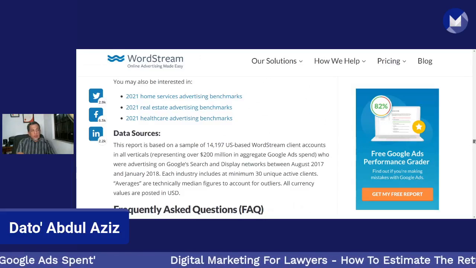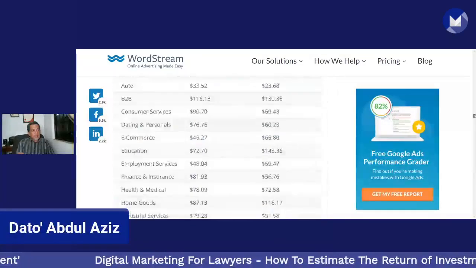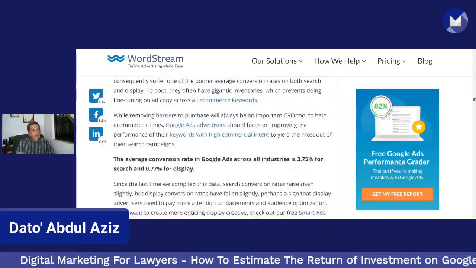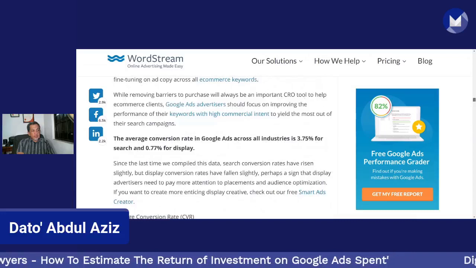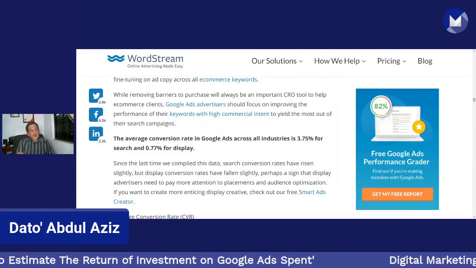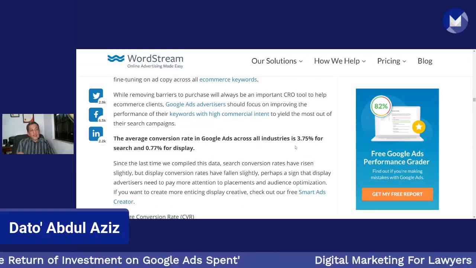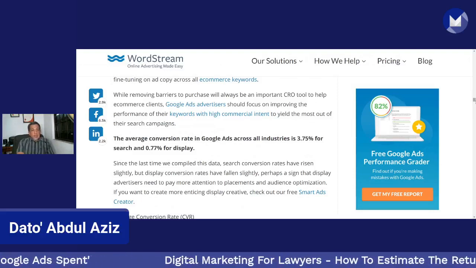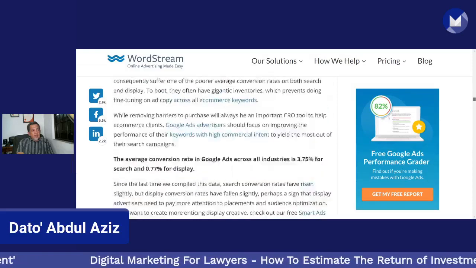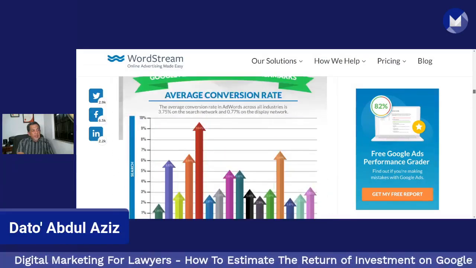So if we go to the data that they have now, the most important thing we want to look at is actually conversion rate. It says here that the average conversion rate across all industries is about 3.75%. So that is the average conversion rate. But what are the industries they have looked at? So these are all the industries they have looked at.